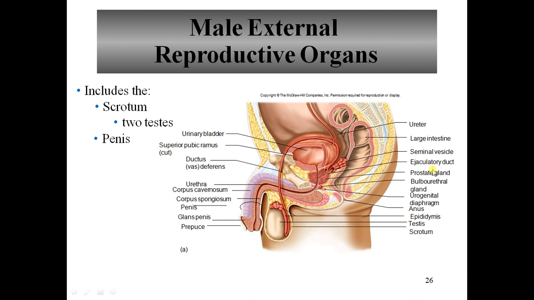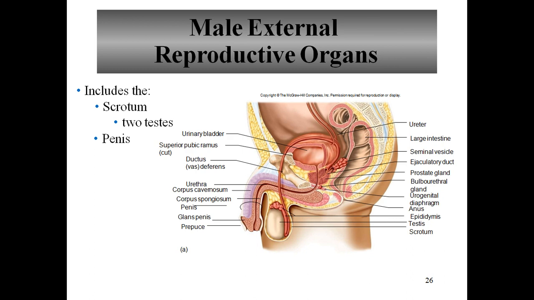The external reproductive organs include the scrotum. In the scrotum there are two testes, and the other one is the penis. So this is a penis and this is the scrotum. These are the two male external organs. The urethra passes through the penis. Here you find the urethra, which passes through the penis. In the male and the female, the urethra plays a different role.